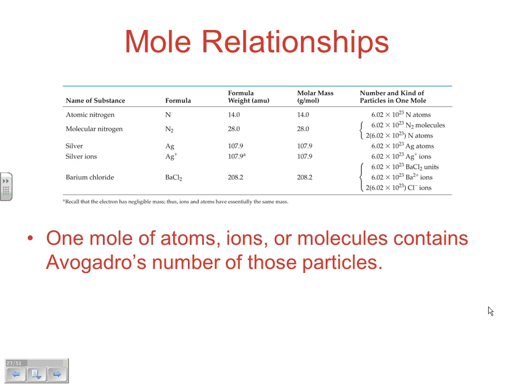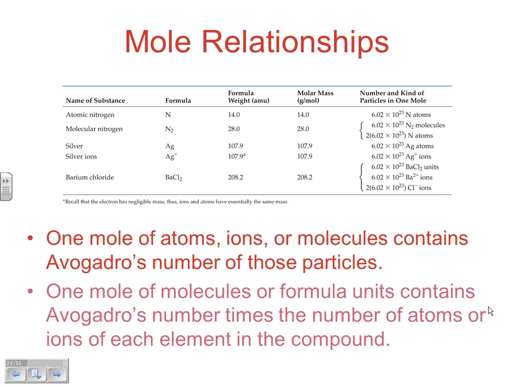Now, 1 mole of atoms, ions, or molecules contains an Avogadro's number of those particles. So 1 mole of molecules or formula units contains Avogadro's number times the number of atoms or ions of each element in the compound.